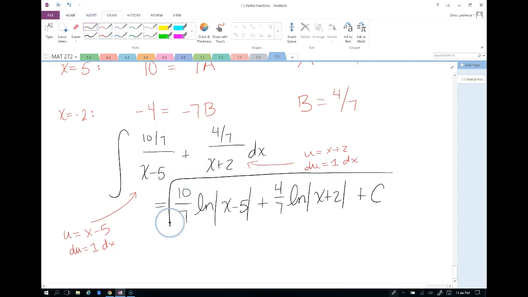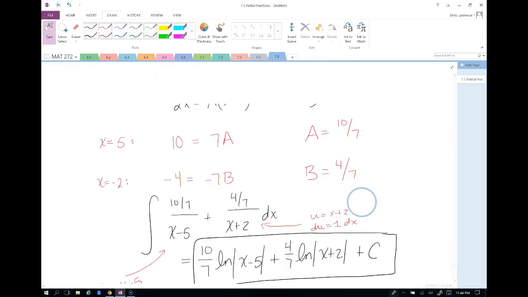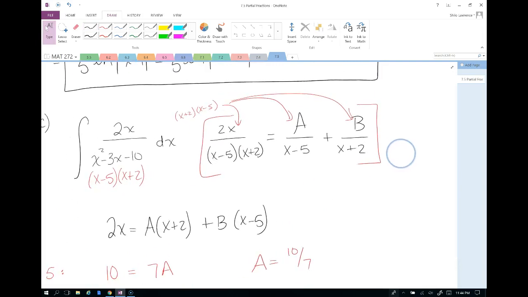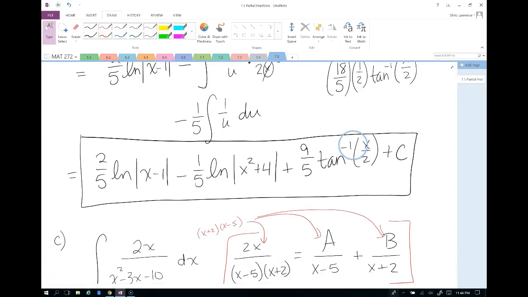So much, much simpler. That's a much more typical problem. But I always want to make sure I show you a difficult one. That way you can see all the methods that could possibly be used.